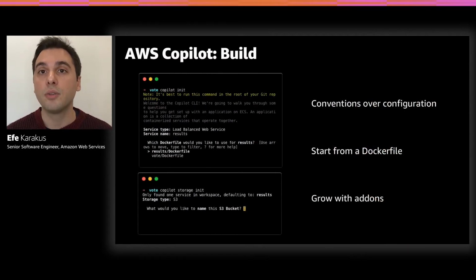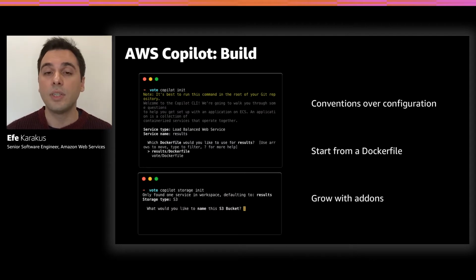So how do we solve the first challenge? How do we build a containerized application with Copilot? I only need to run copilot init. Then the CLI is going to prompt me for which workload type best represents my service. For example, the vote service as well as the result service were both behind a load balancer that was receiving requests from the internet. So in that situation I want to choose a Load Balanced Web Service. That describes the architecture of my service.